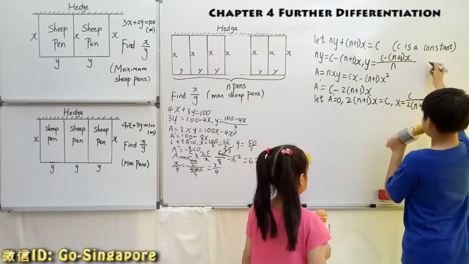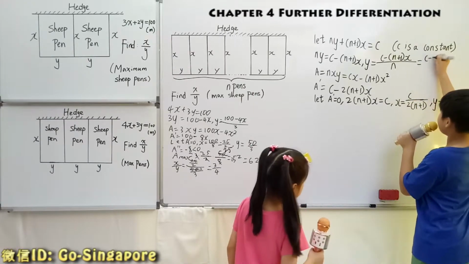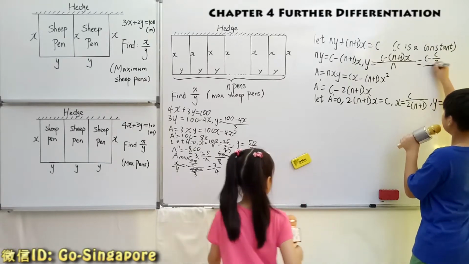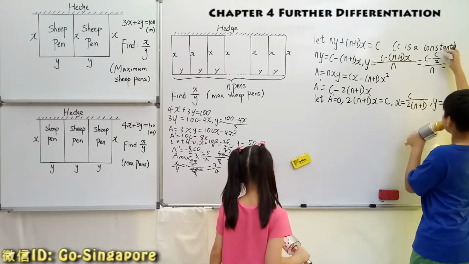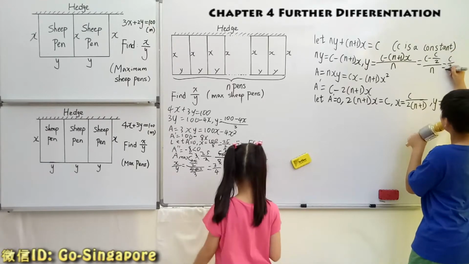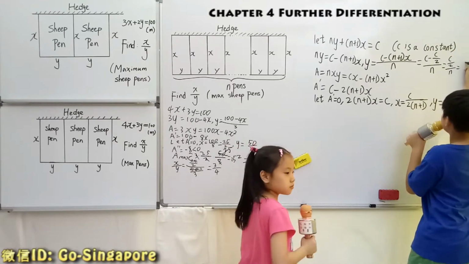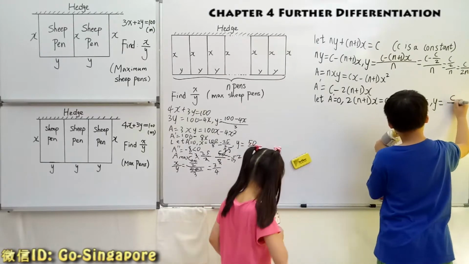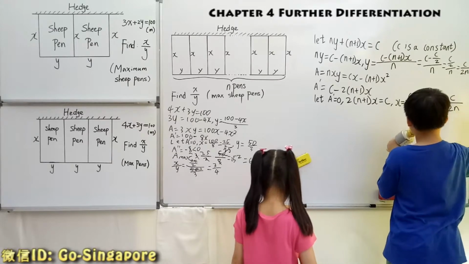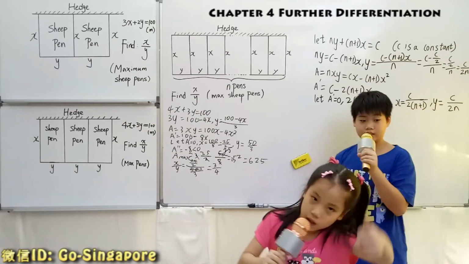So actually, sub this in. So it's actually c minus c over 2, then over n. So this is c over 2 over n, which is c over 2n, right? Okay. So this is c over 2n. Is that right? Yes. Like this?